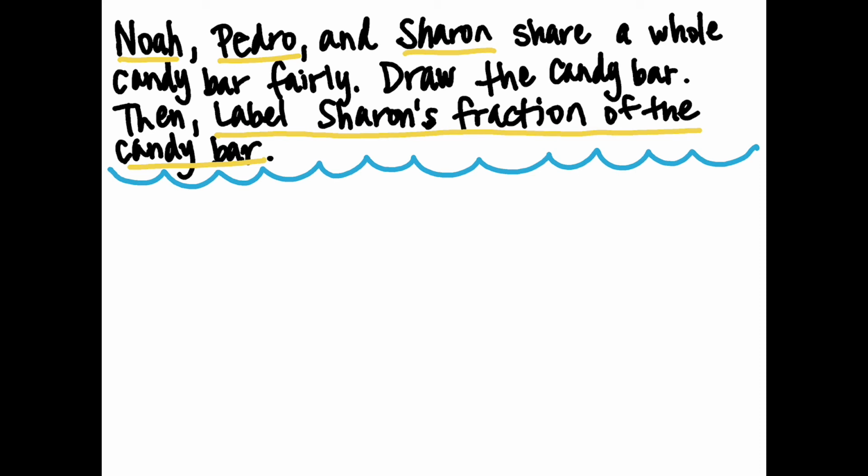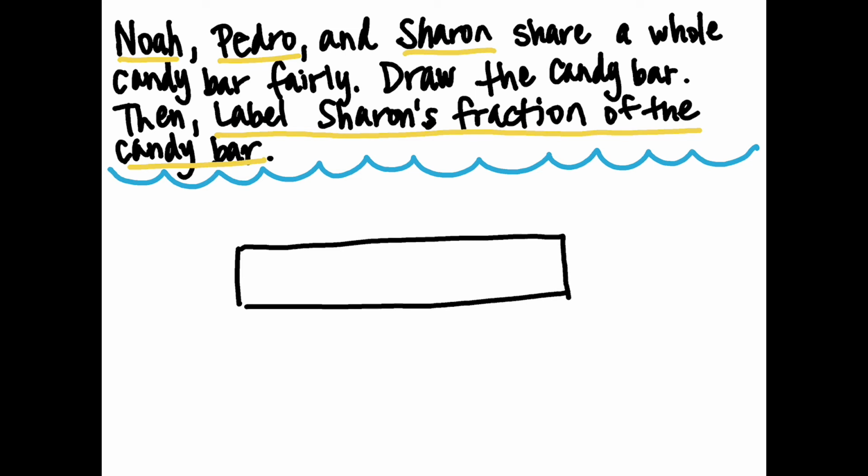So let's draw our candy bar here. And so let's count how many people we're sharing this candy bar between. And we have 1, 2, 3. We have 3 people we're sharing it between. So if I know that I'm going to break this candy bar into 3 equal parts, I'm going to put 3 fingers up. I'm going to take 1 finger away. That means I'm going to draw 2 lines, so I can make sure that I split this candy bar up equally between 3 people.